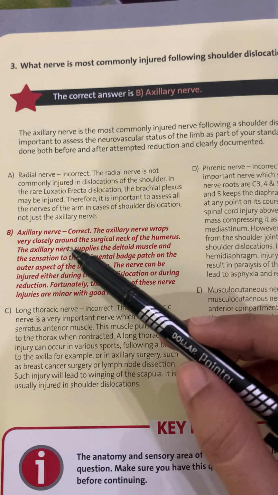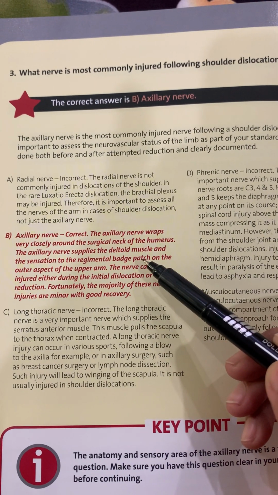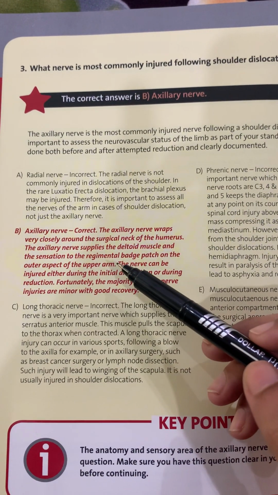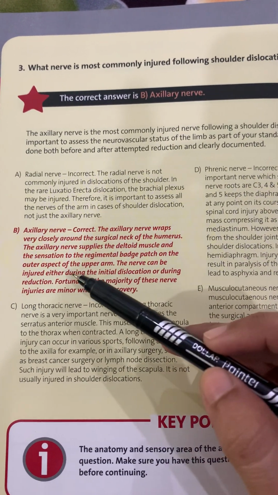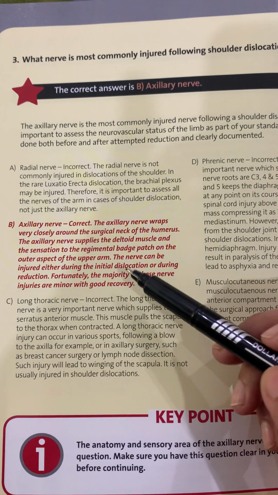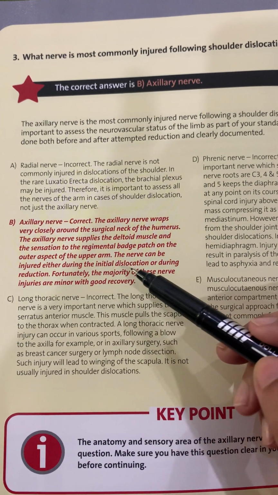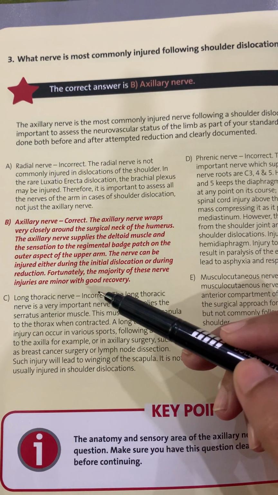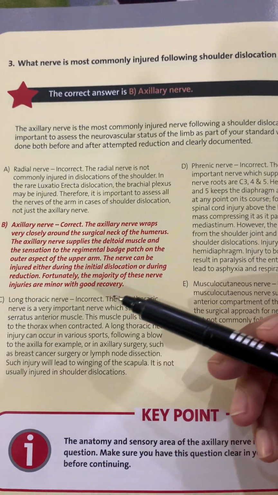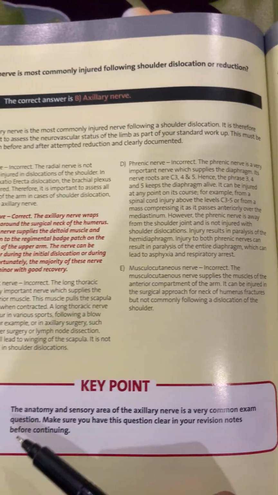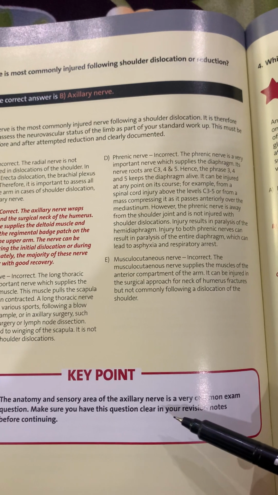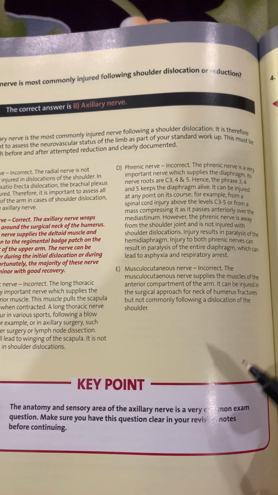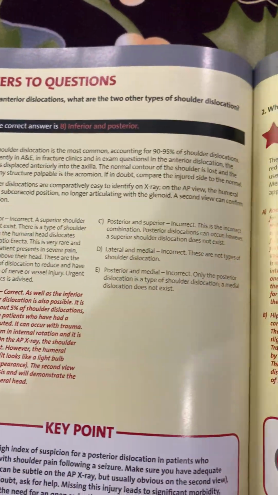The axillary nerve wraps very closely around the surgical neck of the humerus. It supplies the deltoid muscle and the sensation to the regimental patch on the outer aspect of the upper arm. The nerve can be injured either during the initial dislocation or during reduction. Fortunately, the majority of these nerve injuries are minor with good recovery. The anatomy and sensory areas of the axillary nerve is a very common exam question. Make sure you have this question clear in your revision notes before continuing.